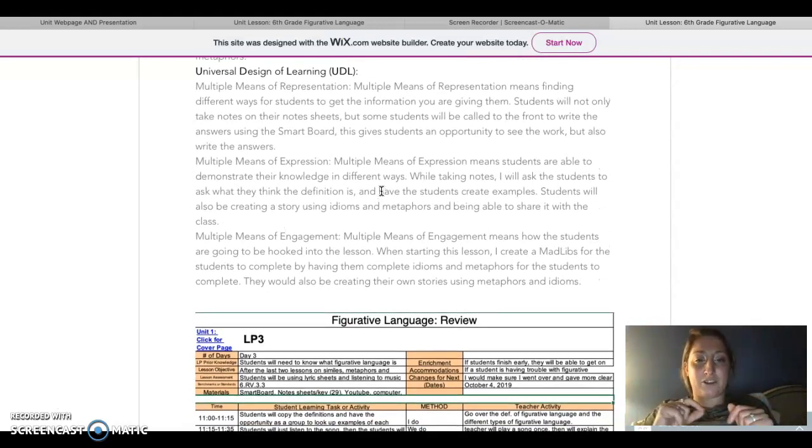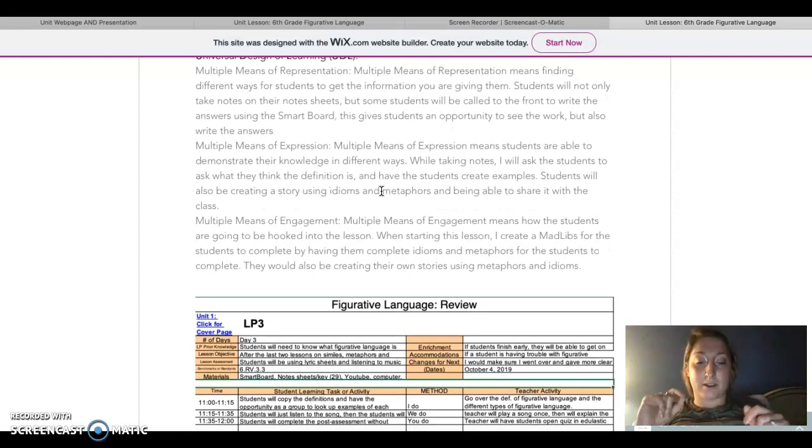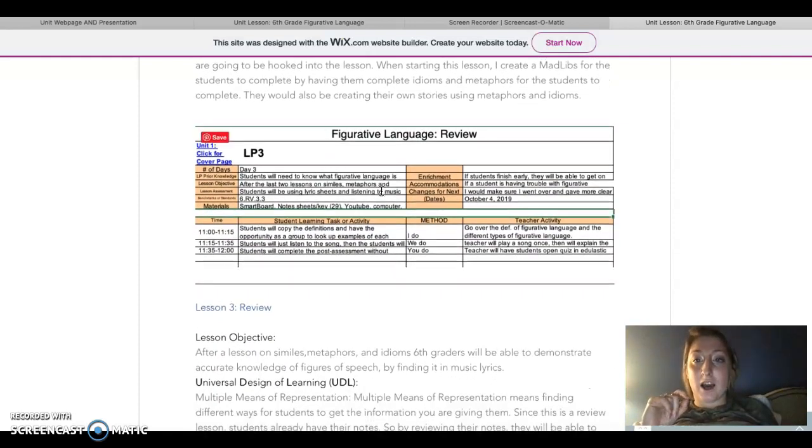And then multiple means of engagement. How did I engage the students? When starting this lesson, I would do a Mad Libs and fill it with idioms and metaphors that the students could fill in. This would not only get them talking and having a conversation about what we're learning, but also spark their interest right away.